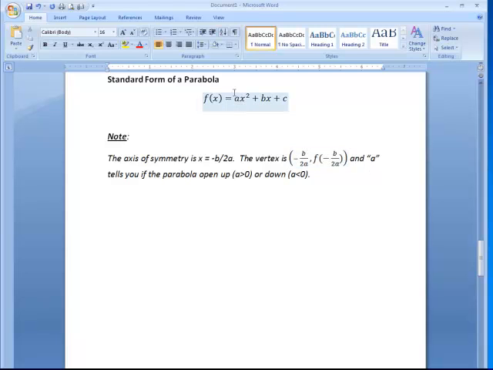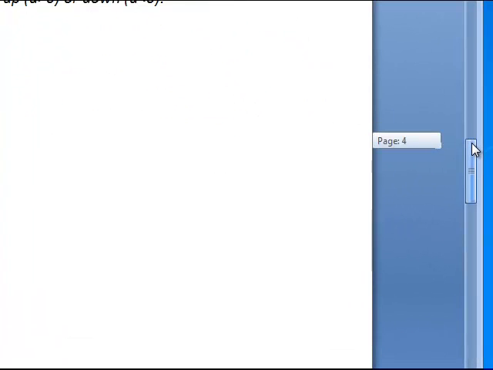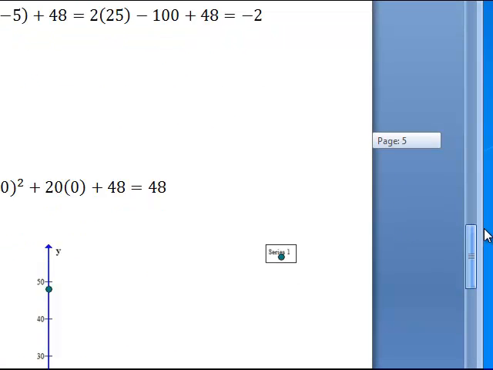Once again, this a out front tells me the parabola opens up if a is greater than 0, and opens down if a is less than 0. Let's look at an example of this. I'm given the function f of x equals 2x squared plus 20x plus 48. I recognize this automatically as a quadratic because I have a square term, a linear term, and a constant term.